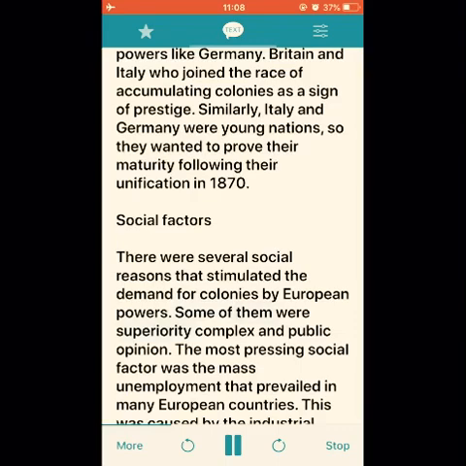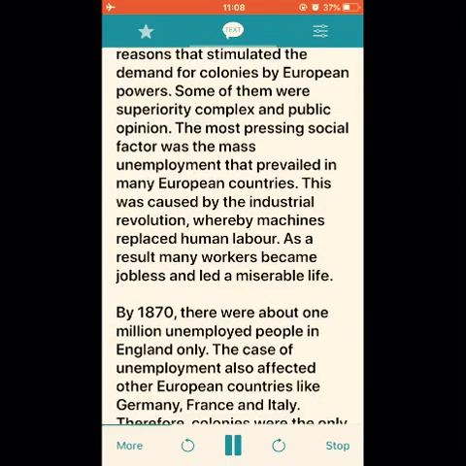Some of them were superiority complex and public opinion. The most pressing social factor was the mass unemployment that prevailed in many European countries. This was caused by the Industrial Revolution, whereby machines replaced human labor. As a result, many workers became jobless and led a miserable life.